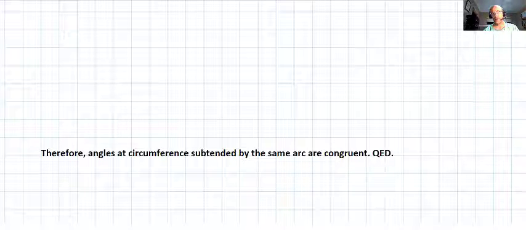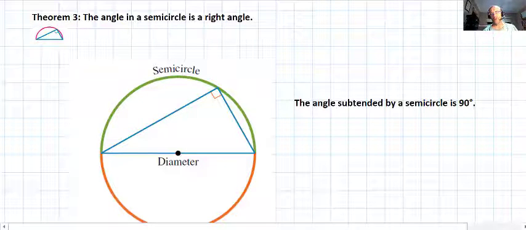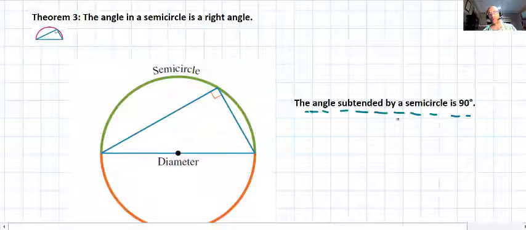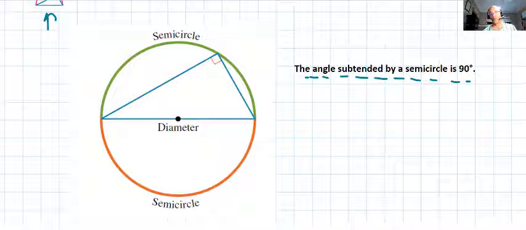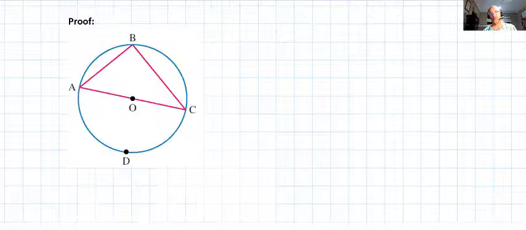Okay, the third and final theorem. Theorem 3, the angle in a semicircle is a right angle, alright? Or we could say it more precisely, the angle subtended by a semicircle is 90 degrees. Okay, there's its little symbol, and again we're going to use Theorem 1 to support this. Okay, and there we have a diagram showing the semicircle subtension, and then we've got the place where the 90 degree right angle is. Okay, so let's get in and prove this final one.